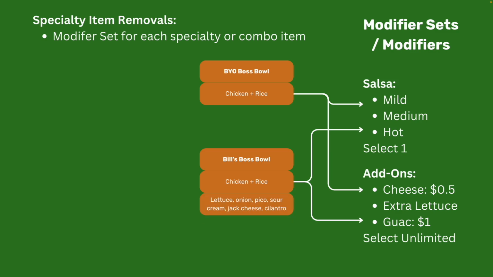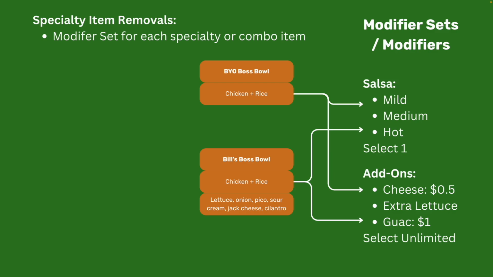But then it comes with these default options. We've told the customer Bill's Boss Bowl, the way he loves his Boss Bowl, is lettuce, onion, pico, sour cream, jack cheese, and cilantro. That's how Bill likes his Boss Bowl. This is a specialty item. This is what I call a specialty item, at least, as compared to a build your own item. That's all the customer selecting everything. This is the specialty item.